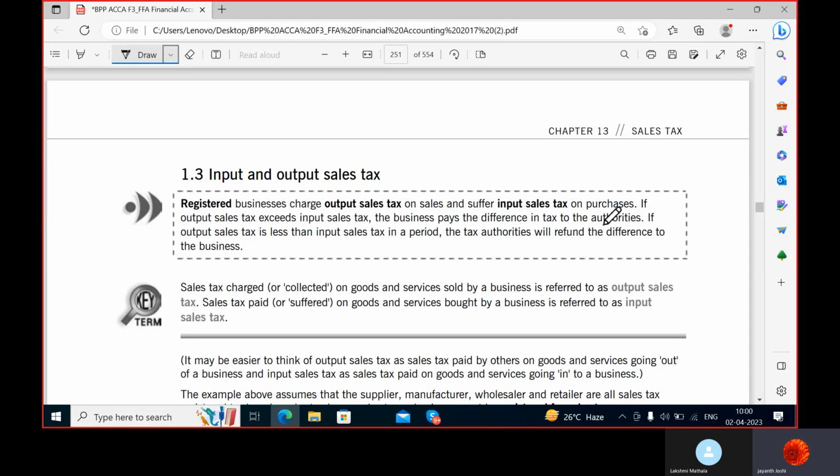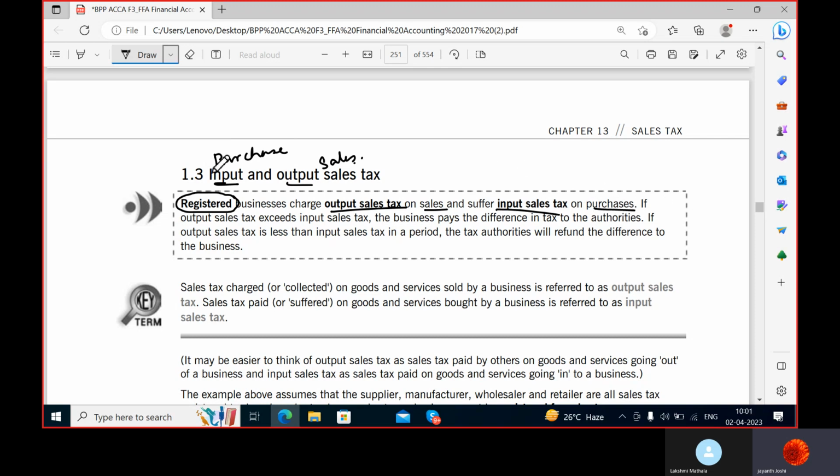Now I'll tell you about the two types of sales tax. So one is input sales tax and another one is output sales tax. Input sales tax is tax on purchases and output sales tax is tax on sales. Okay. So basically, who can charge this input sales tax and output sales tax? For that, we have to remember that you need to register your business under sales tax authorities. So registered businesses charge output sales tax on sales, as I have explained here, and they suffer input sales tax on purchases.